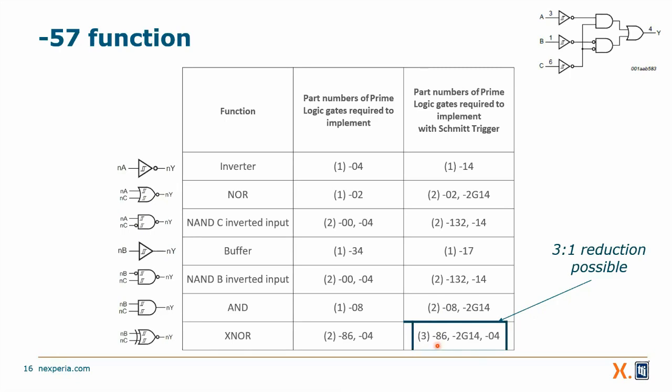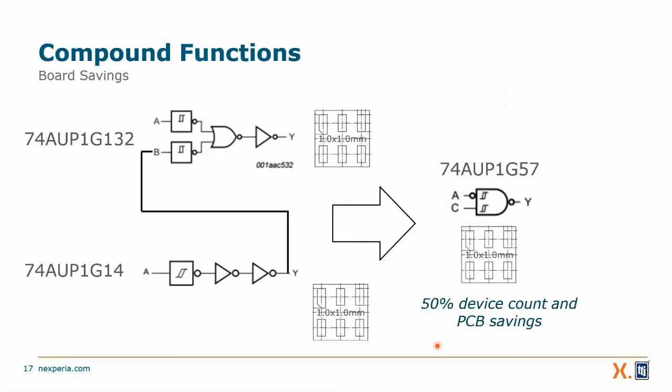If that function's on your board, you can either use 3 separate packages the old way, or you can use a configurable logic with a compound function on it and get it all done with 1 package. That is some real savings that you could get. And this is how they work. The compound functions allow me to hook 2 chains together into 1 part.